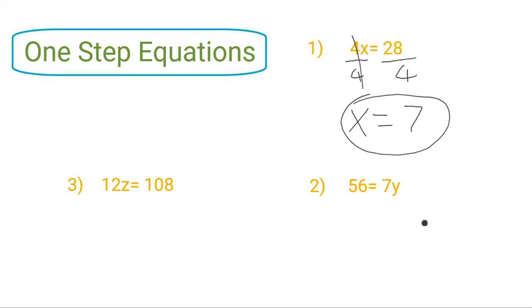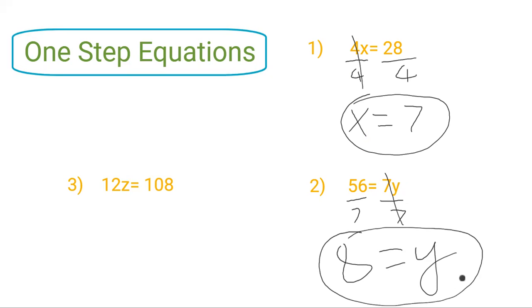Okay, question 2. So it's asking, what times 7 equals 56? To find y, we need to take out the 7. To do that, divide both sides by 7. This is 8 and this equals y. So this cancels out, and so the answer is y equals 8.